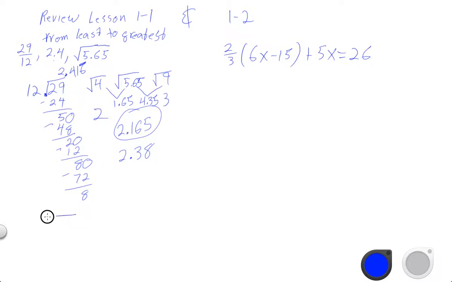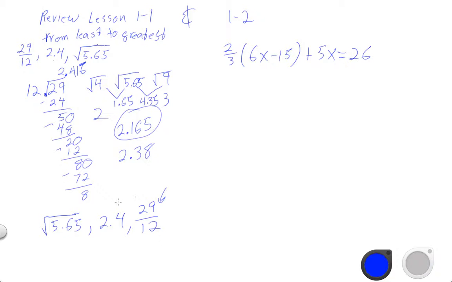So if we put these in order, we have the square root of 5.65, 2.4, and 29 over 12. And if we're using a calculator anyway to do this square root, might as well use a calculator to do this. Just make sure you do 29 divided by 12 and not 12 divided by 29, and you should come out okay.